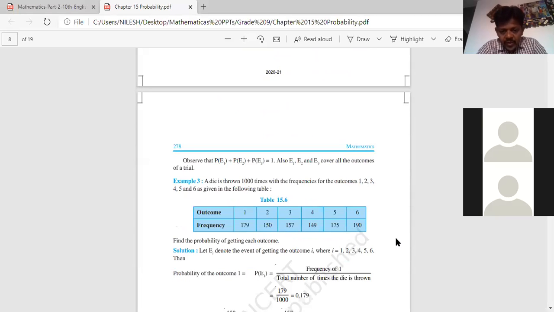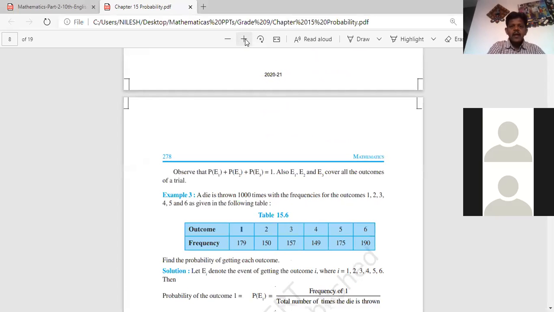See now this. A die is thrown 1000 times. So what is the probability of getting 1? What is the probability of getting an outcome 1? 1 upon 1000. Nah. 1 you have got how many times? 179 times you have got 1. Means 179 upon 1000 is the probability of getting 1.